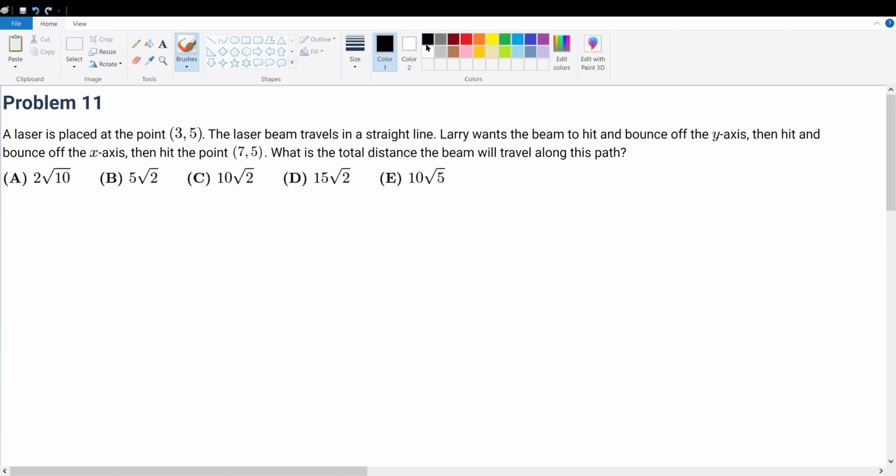Problem 11. A laser is placed at the point (3, 5). The laser beam travels in a straight line, and Larry wants the beam to hit and bounce off the y-axis, then hit and bounce off the x-axis, and hit the point (7, 5). What is the total distance that the beam travels?